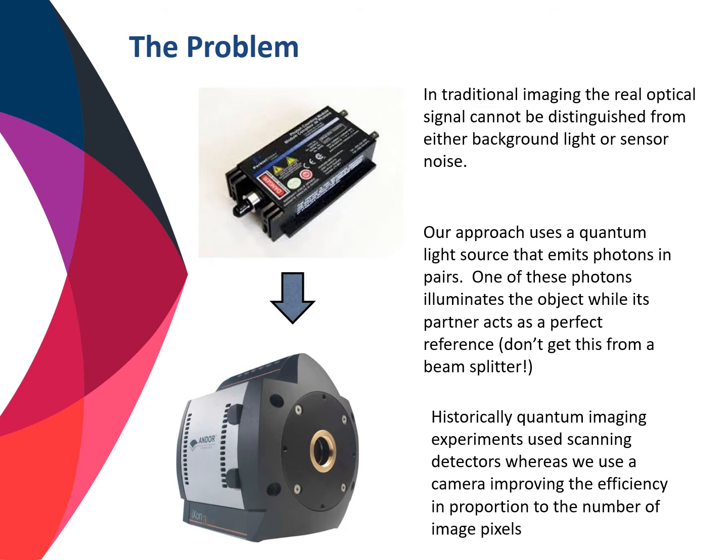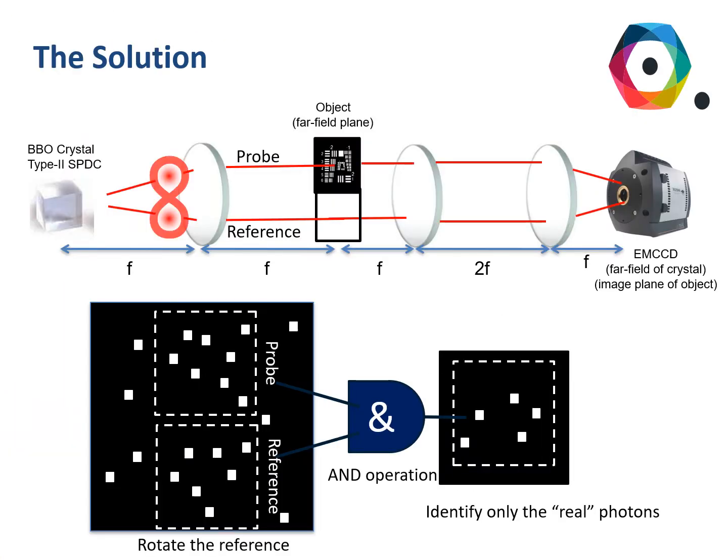And we perform this using an array detector, in this case an EMCCD from Andor, and this improves the efficiency compared to historical methods in which scanning detectors were used. So our solution is as per the setup at the top. The two photons are spatially separated in the far field. One interacts with the object, one has a free optical path.